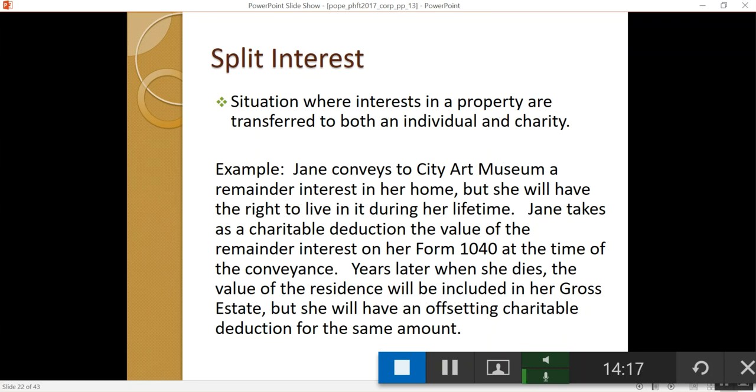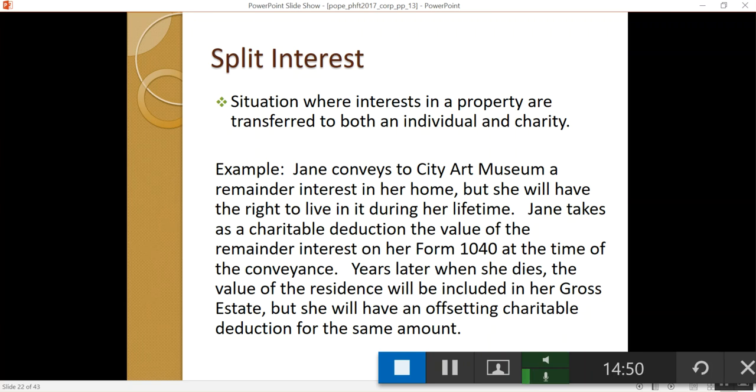Now, in that case, and I think we covered that example a few days ago, when she dies, the value of the residence is going to be included in her estate because it's a remainder interest. We remember from what we learned the other day that it's going to be included in her gross estate because she had some hold over that property during her lifetime, even though she had gifted it during her lifetime to one of her kids.